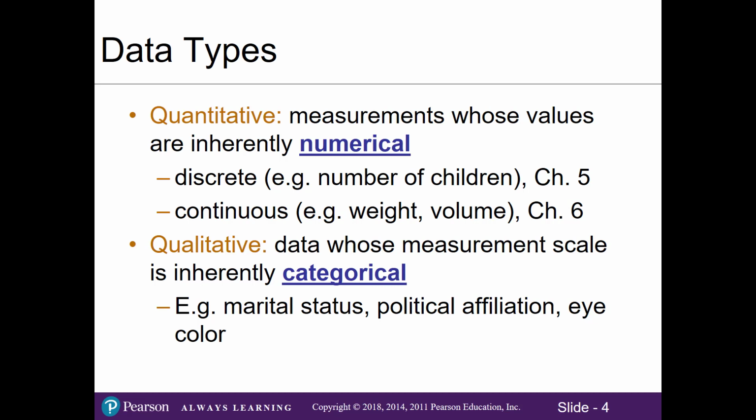Other categories include political affiliation, like Democratic or Republican or Independent, or even eye color, like brown, black, blue, green, and so on. So qualitative data are not numbers related. Think quantitative or quantity of numbers, and qualitative or quality, where there's some attribute or category that's related.